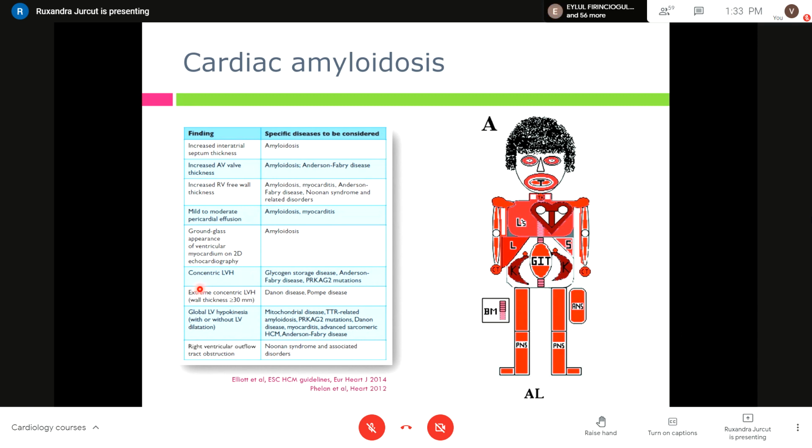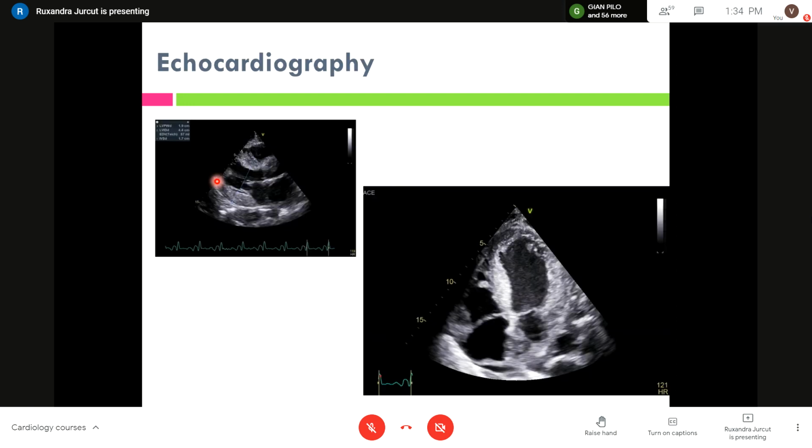And also just a few things here, looking at how, when you look at some specific condition, you can think heart, and amyloidosis comes up several times in this table. And this is an example of cardiac amyloidosis.